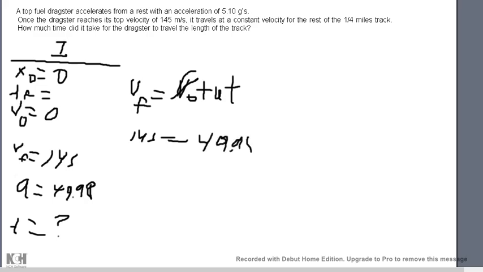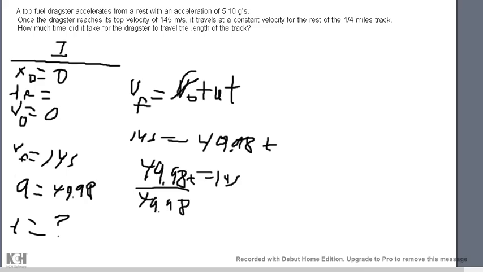49.98. Switch it. What property is that? It's symmetric. Thank you very much. So 49.98 t equals 145. I'm going to divide by 49.98. What cancels? t equals 145 over 49.98, a little less than 3, 2.82.